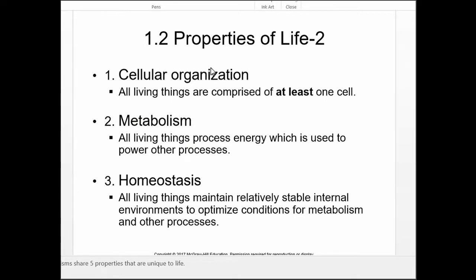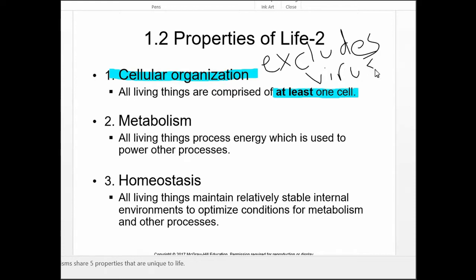So the first is the cellular organization, so that living things have at least one cell. And so this already is going to exclude this other group that we often think of as living, but most scientists don't consider living, which excludes the viruses because they don't have a cell. So we'll get into that a little bit later on.